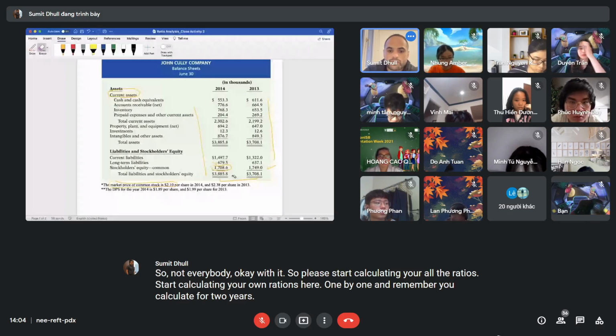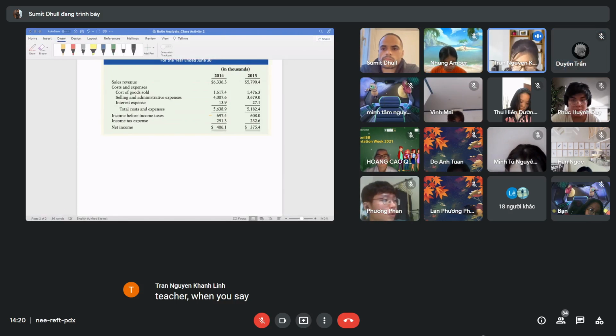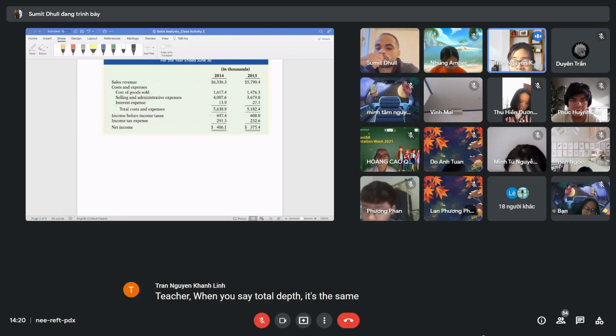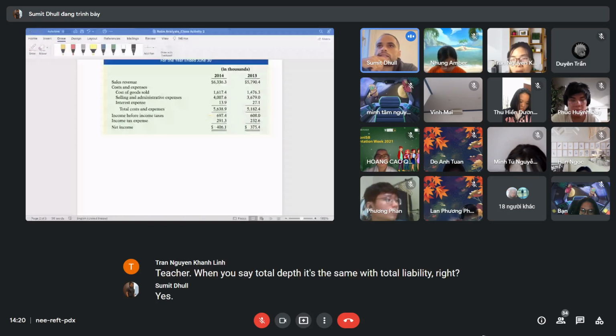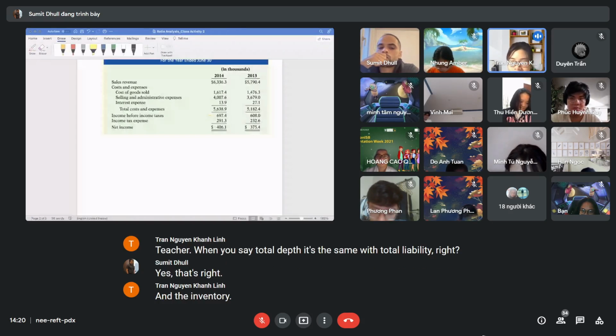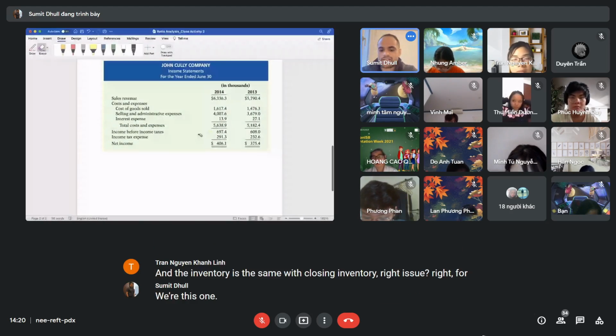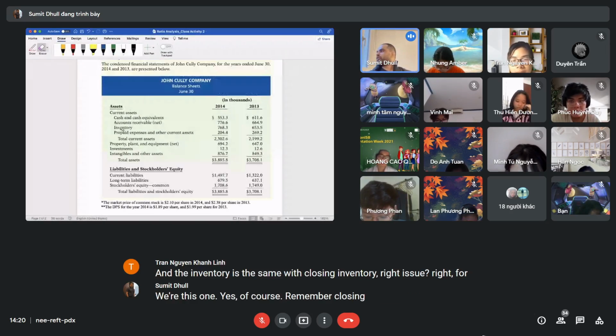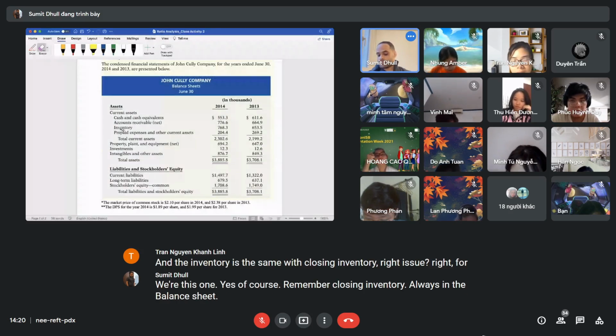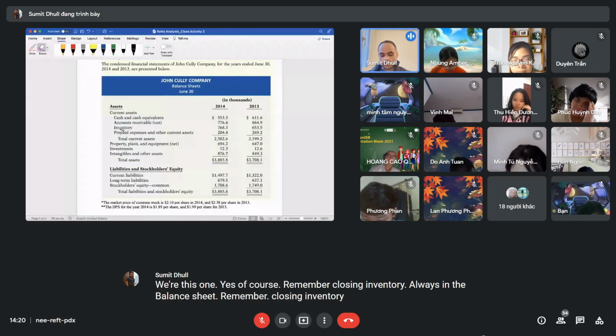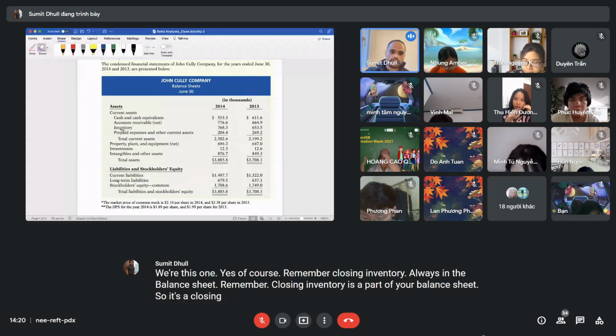When you say total debt, it's the same as total liability, right? Yes, that's right. And the inventory is the same as closing inventory, right, teacher? Yes, of course. Remember, closing inventory is always in the balance sheet. Remember, closing inventory is a part of your balance sheet. So it's a closing inventory.